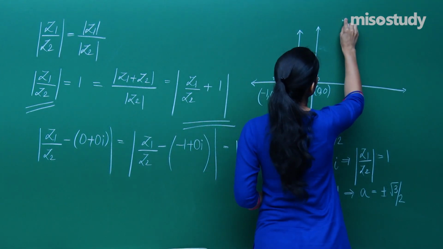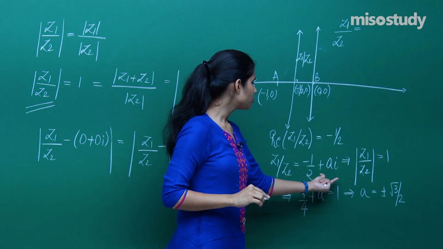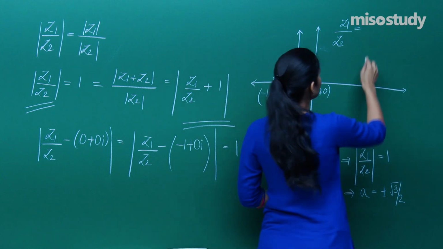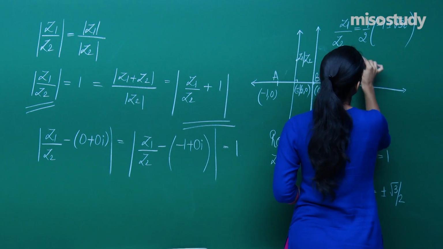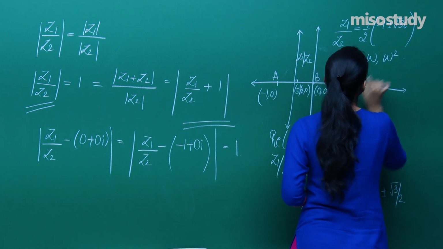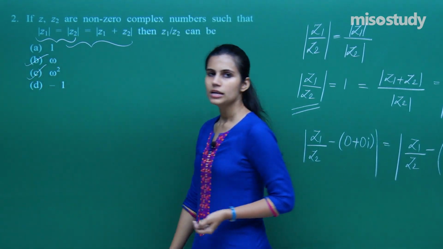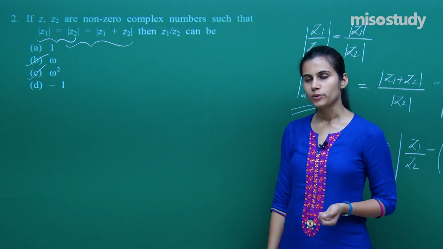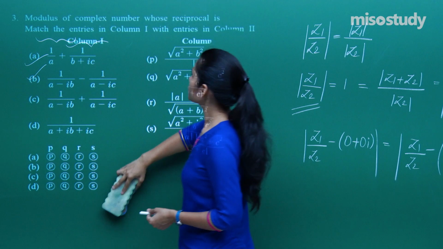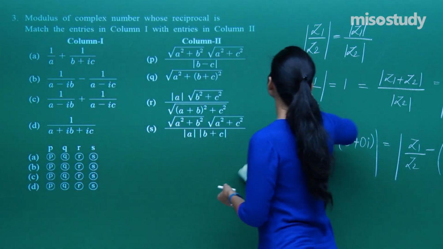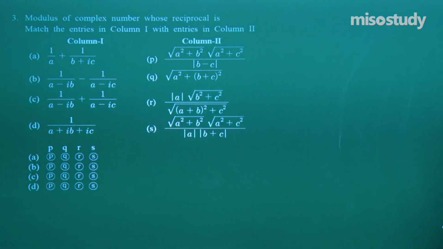If a is plus minus root 3 by 2, Z1 by Z2 is coming out to be -1 by 2 plus minus root 3 by 2 iota. 1 by 2 you take out common, you have -1 plus minus root 3 iota, which is nothing but omega and omega square. So Z1 by Z2 is coming out to be option number B and C, which is omega and omega square. Next question, let's see what is it. Modulus of complex number whose reciprocal is given by the first column is what? Match it with the complex numbers given in the second column. Let's do it.